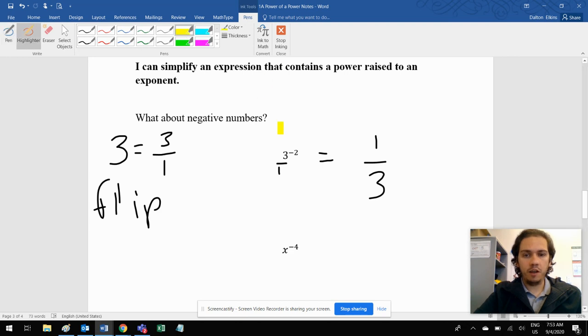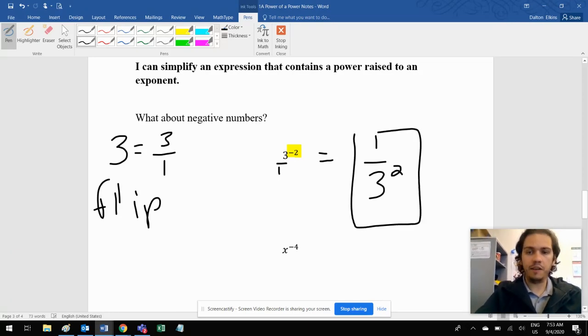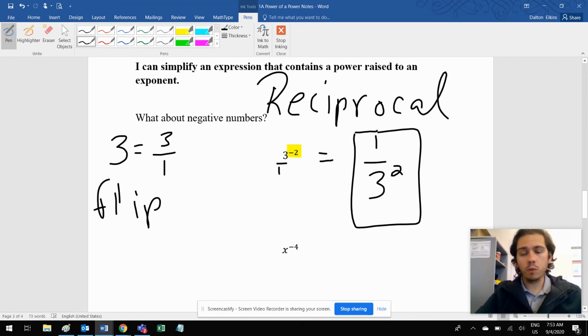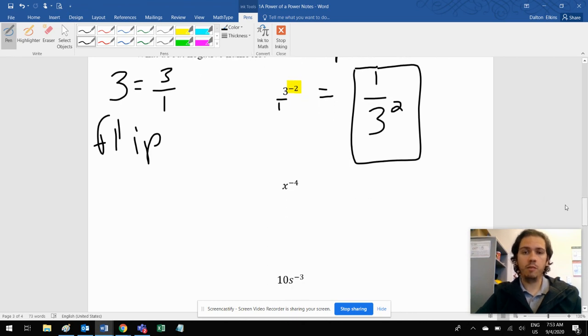But then there's this negative 2 business right here. Well, it's attached to the 3, right? The 3 is its base. So in order to make it positive, we have to flip the entire fraction, and then now this becomes positive 2. And that's it. This process of taking a fraction and flipping it is called a reciprocal. It's a word that you'll hear from time to time, but I'm going to keep calling it flipping. I think that's a little bit more fun to say.